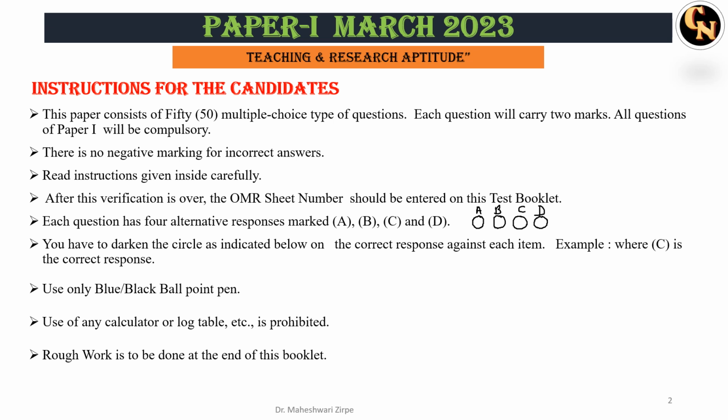For example, if C is the correct option, then you are going to darken C with a ball pen. It should be completely filled. Don't leave it half filled, otherwise it will not be considered. Use only a blue or black pointed pen, that is a ball pen. No gel pen, and don't use a pencil.